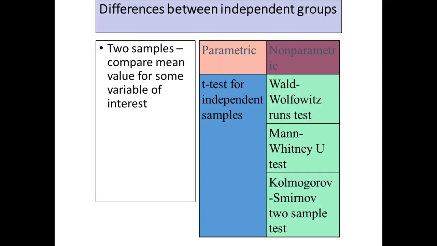Now, when your interest lies in comparing mean values for some variables of interest, then you subject your data to t-tests for independent samples. However, if your data set does not follow a normal distribution, then you have to use other tests like the Mann-Whitney U test or the Kolmogorov-Smirnov two-sample test. This is the non-parametric equivalent of the t-test.